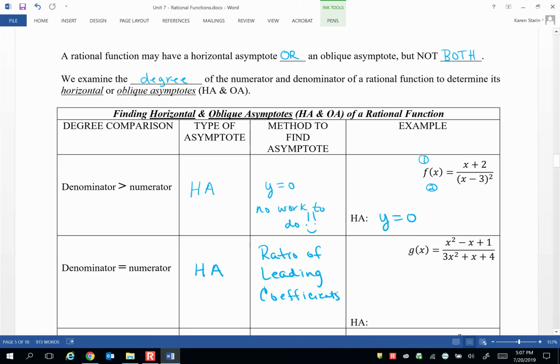So g of x has degree 2 in the numerator and degree 2 in the denominator, so those degrees are equal. The leading coefficient of the numerator's x squared term is 1, and the leading coefficient of the denominator's x squared term is 3. So the horizontal asymptote is y equals 1/3.